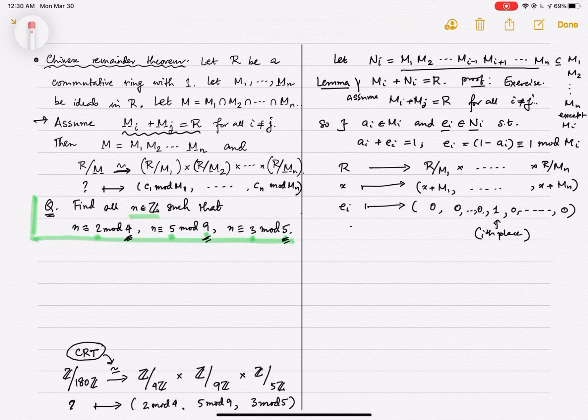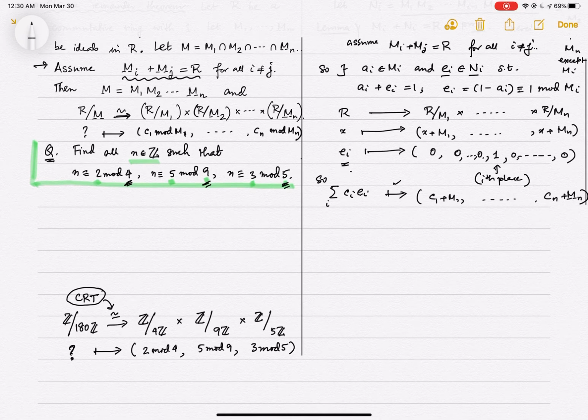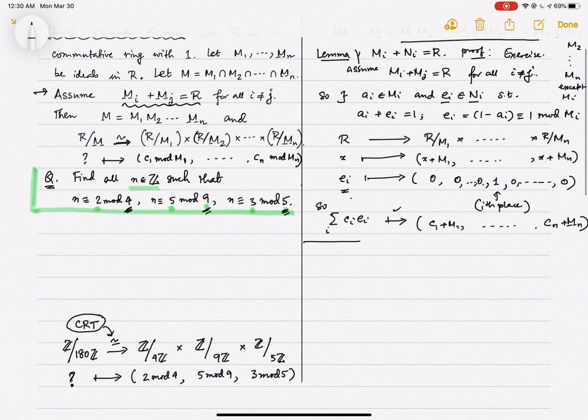So now, if you take the element, summation c_i e_i, you can check that that goes to c1 plus m1, c_n plus m_n. I mean, this is a very easy check. So what you need to do is find these e_i's. Let's see what that entails in our situation in the integers.